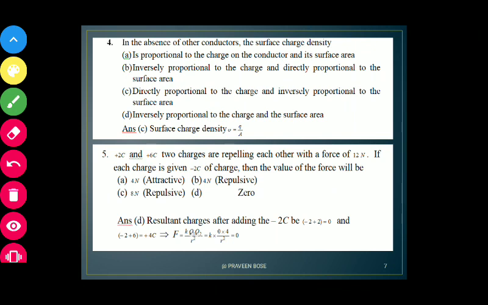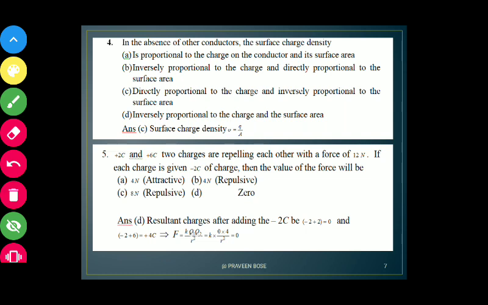Now another question. In the absence of other conductors, the surface charge density. Surface charge density is actually the ratio of charge to surface area. So sigma equal to Q by A. Then it is directly proportional to the charge and inversely proportional to surface area. So the option is C.